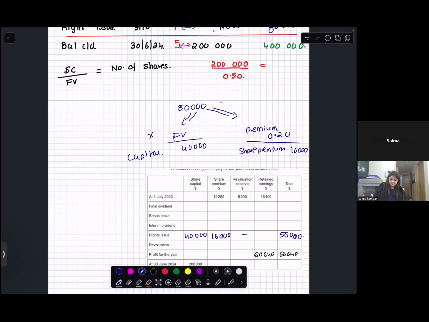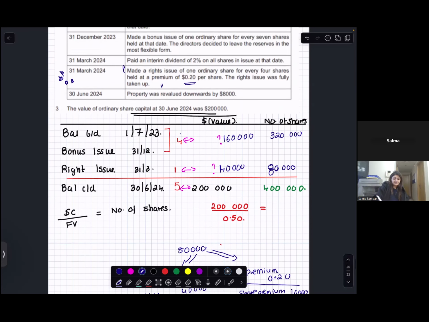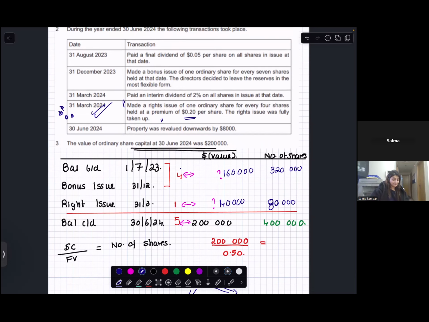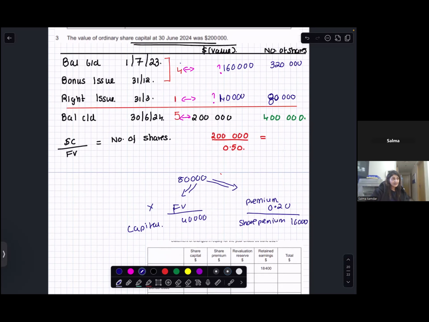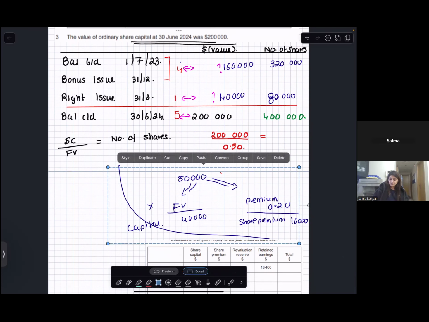Am I clear? Okay. Now I have already done the right issue. Are you with me? I'll go to the bonus issue. I know the number of shares held with me before the right issue was how much? For the bonus issue, I make this like this again. Can you read the bonus issue for me, please?